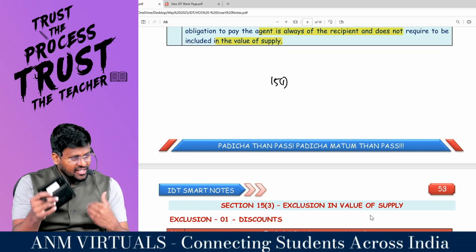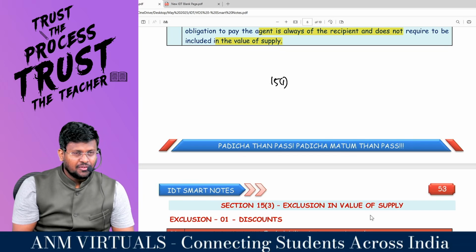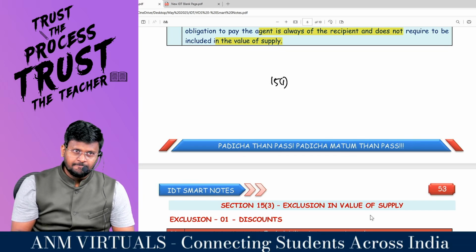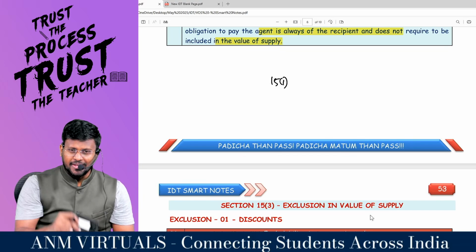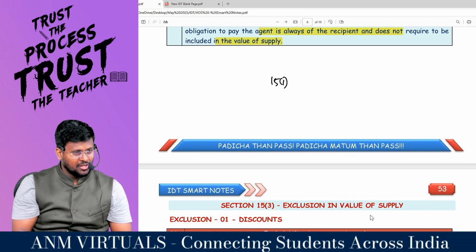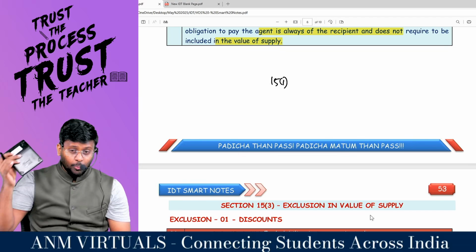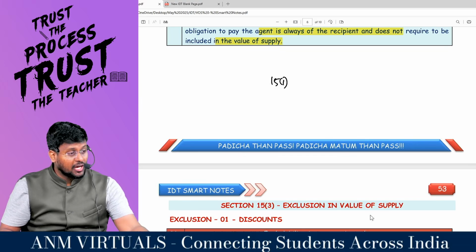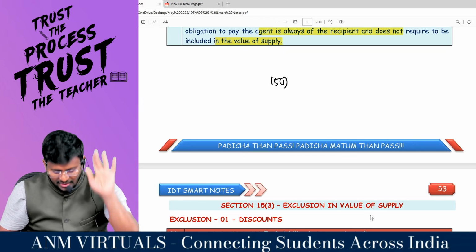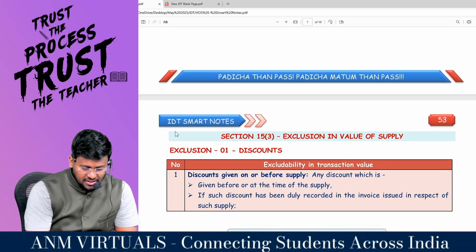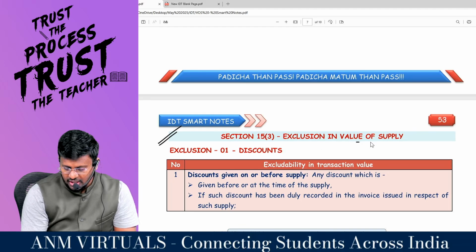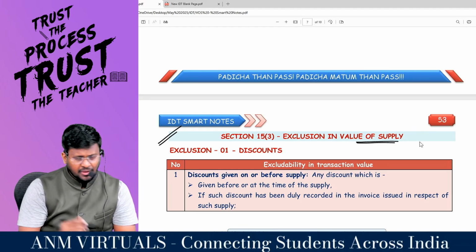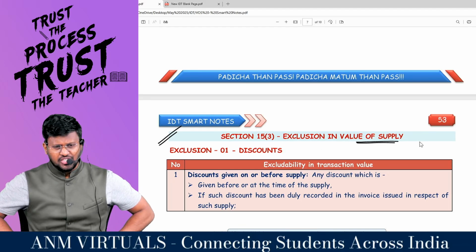They started selling the calculator at what? 150 itself. Then they came up with an idea that, you do one thing, man. I will supply the calculator to you. You just pay 50 rupees to me. The balance 100, you pay to my supplier, which I am supposed to pay. Any amount incurred by the recipient on behalf of the supplier should be included in the value. That's it, game over, man. Sir, section 15 subsection 3, exclusion in the value of supply. So, okay, this much exclusions, this much inclusions are there.